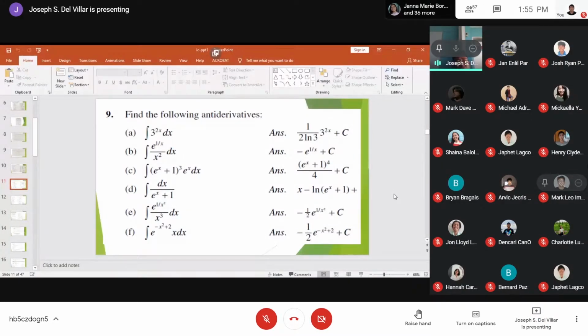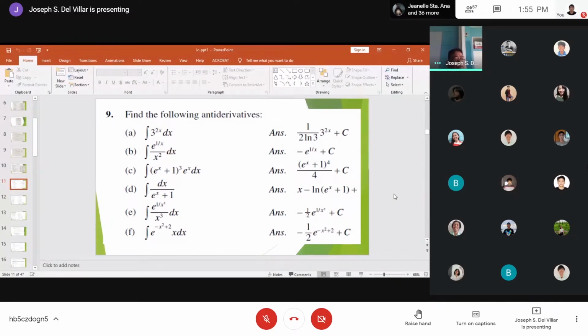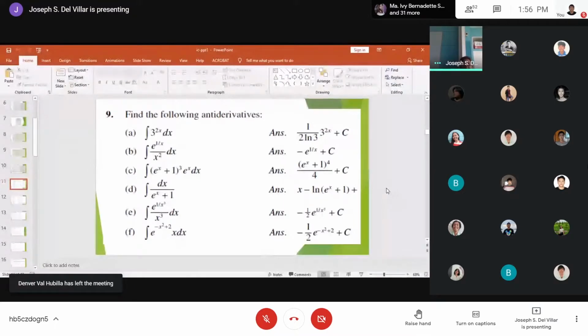Okay. How are you going to solve letter D? Okay, pakisolve nga and tell me if this is really the answer. Okay? May nakalagay dito, may plus. It should be plus C, no? May plus C pa dito. Okay? So will you try to solve letter D kung bakit naging x minus ln of e to the x plus 1 plus C?